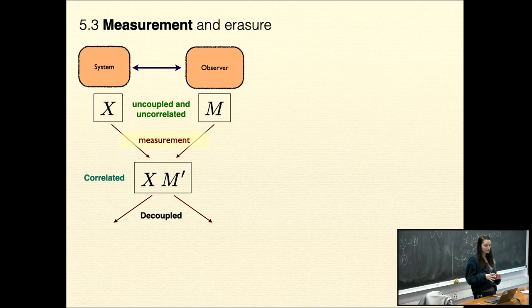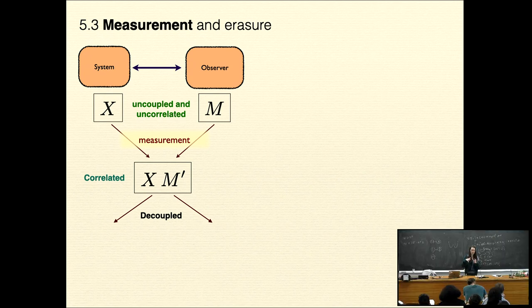Now we're trying to look at the system and the measurement apparatus together and apply the second law to them as a whole. So you start with your system and your observer. Initially, they are uncoupled and uncorrelated. It means that the free energy of the system and memory is just the free energy of one plus the free energy of the other. And they're also uncorrelated, so the energy itself of each of them is just an additive quantity.